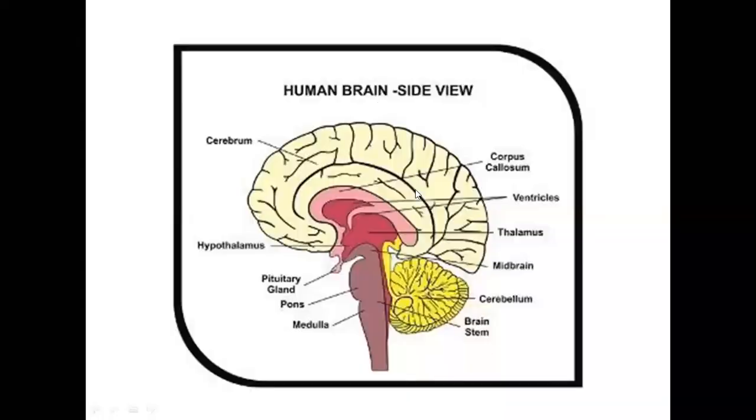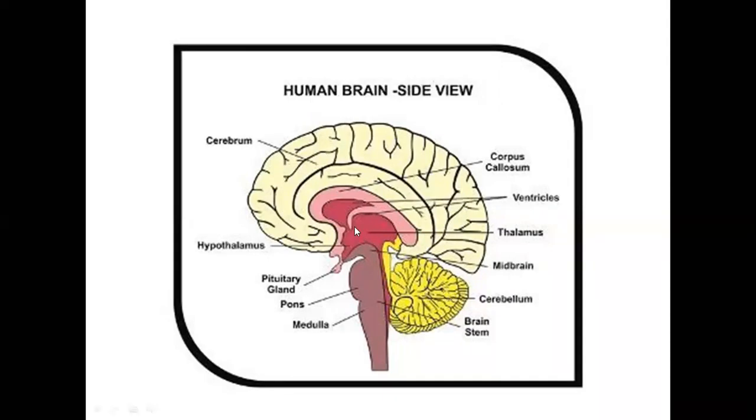Now here we can see the structure of the brain through a diagram. This part of the brain in which we see the deep folds is known as the cerebrum. This is the largest part of the brain. Here this curved structure that we are seeing is the corpus callosum. This tissue connects the left and right lobe of the brain. It is a kind of bridge between the two lobes of the brain.